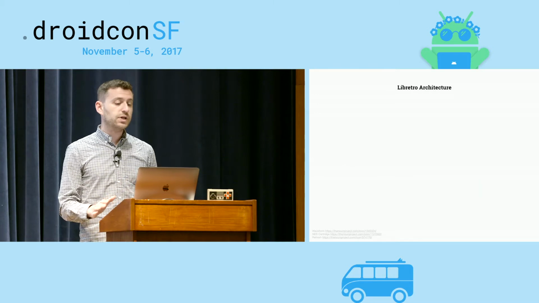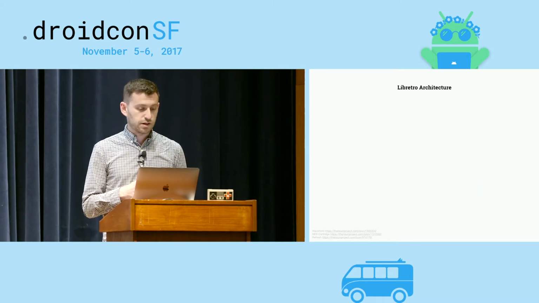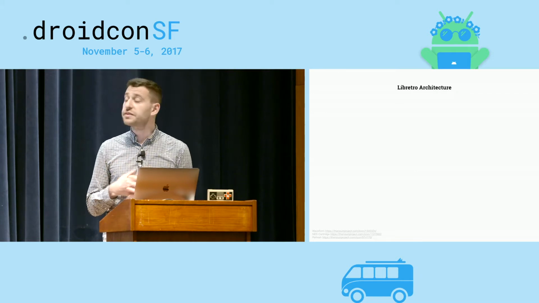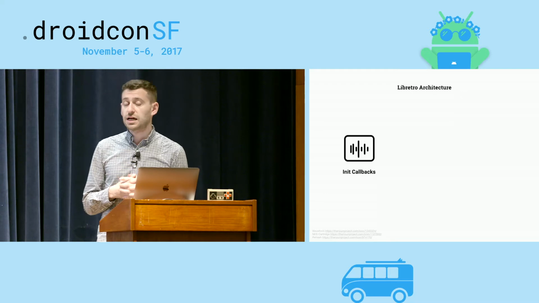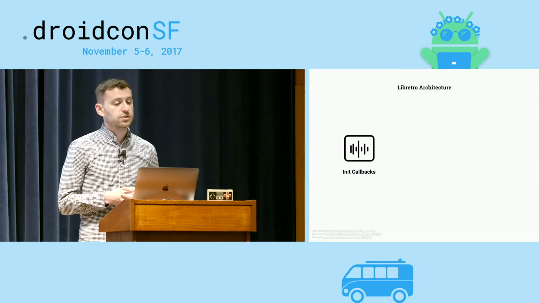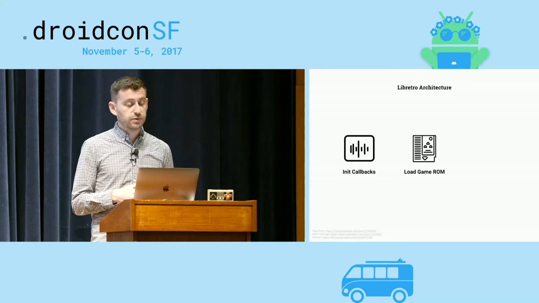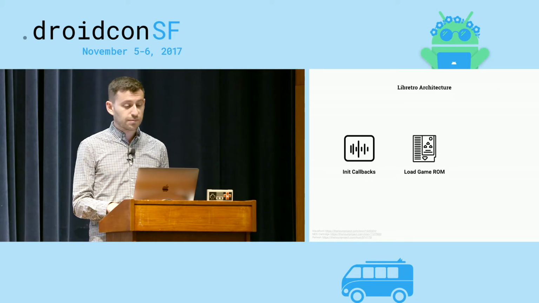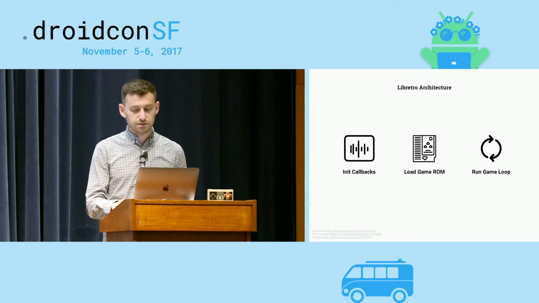So now, putting together everything I've learned from all these resources, I found that there are pretty much three things that I need to do with this library. The first thing I learned is that the library is callback based. So the first step is to initialize callbacks. Next, we need to actually load our game, and then we run the game loop. So let's dive into these three things.